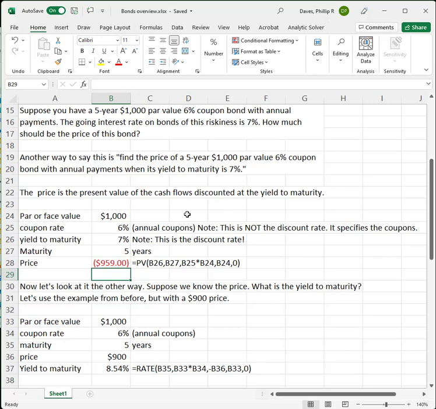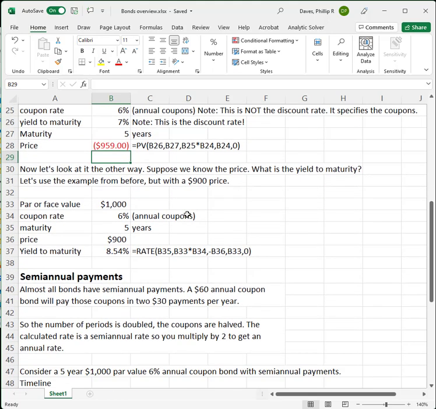Now let's look at it a different way. Suppose that you observe how much a bond is trading for. So you look on the Wall Street Journal, or you look on FINRA.org, and you see that a bond is trading for $900. So let's use this same bond. It's a $1,000 6% coupon bond, 5 years to maturity. We're still using annual coupons, and you observe that the price of this bond is $900.